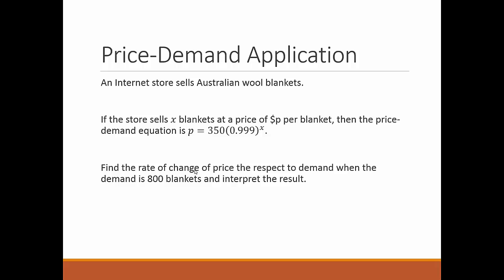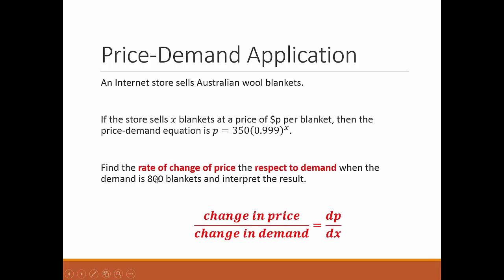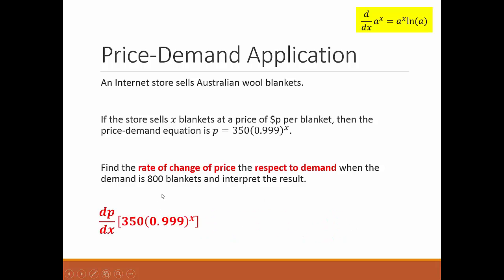Find the rate of change. Hey, that's a derivative. Rate of change of price with respect to demand, change in price over change in demand, when the demand is 800 blankets, and then interpret. So first of all, we need to find the derivative, and then we'll plug in the 800.